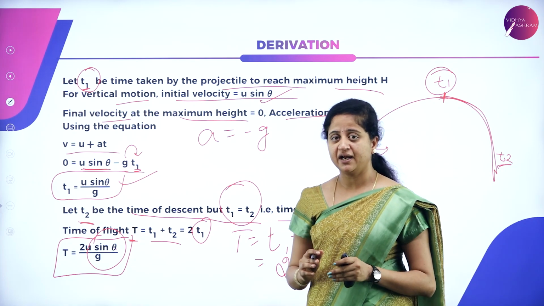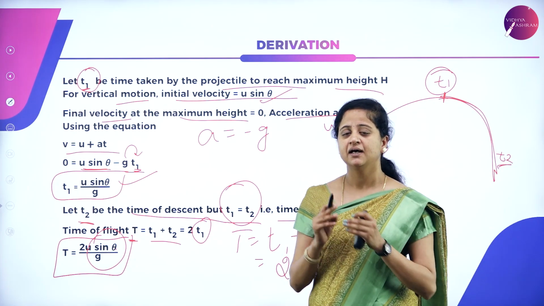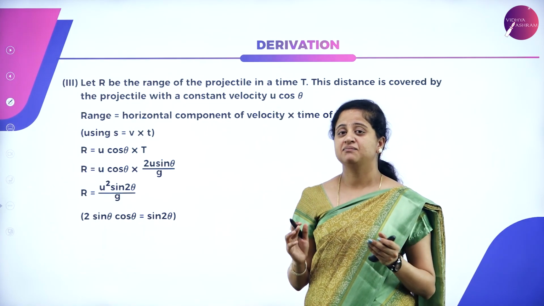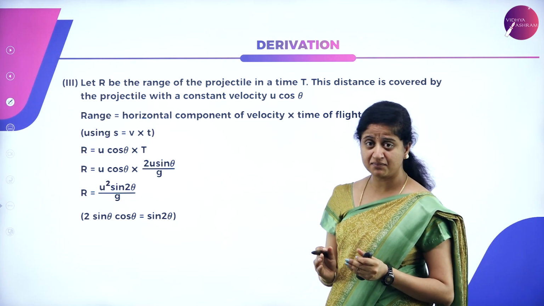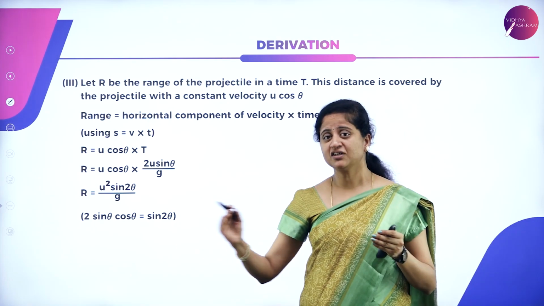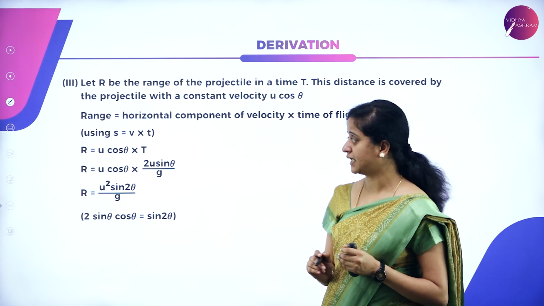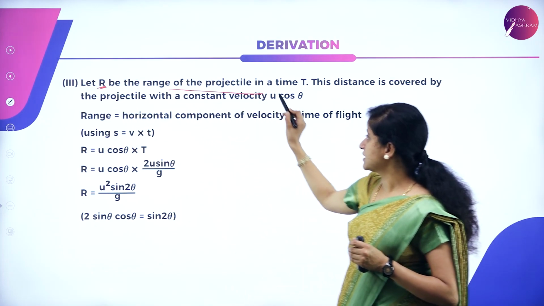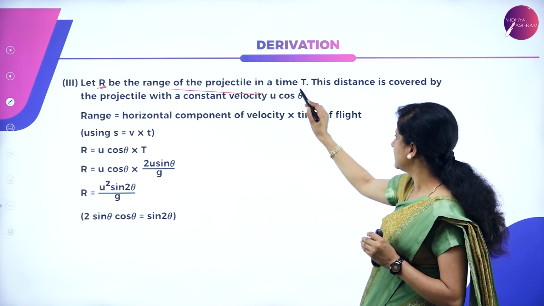Now we have derived the expression for maximum height and time of flight. So let us now derive the expression for the maximum range. So what is maximum range? It is nothing but the horizontal distance travelled by the projectile. Let us consider R to be the range of the projectile in a particular time, that is T.